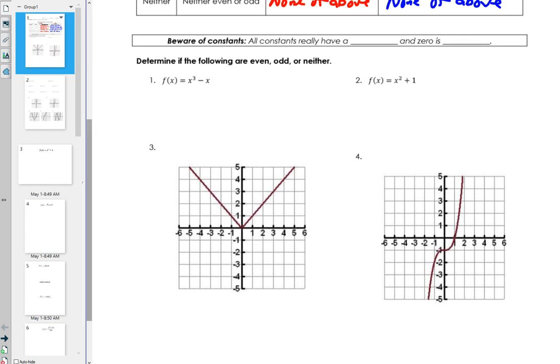Okay, don't worry about that beware of constants thing. I don't know. I didn't write that. Hi, Antoine. So don't worry about where it says about constants. Let's just do the examples and then hopefully it'll make sense.